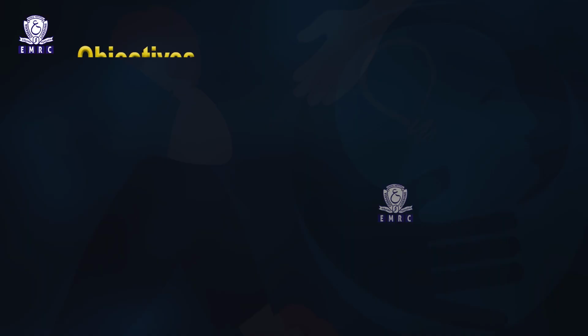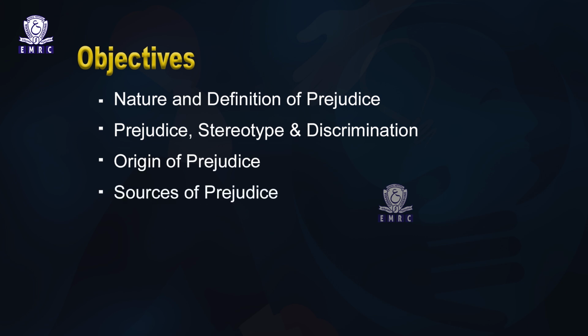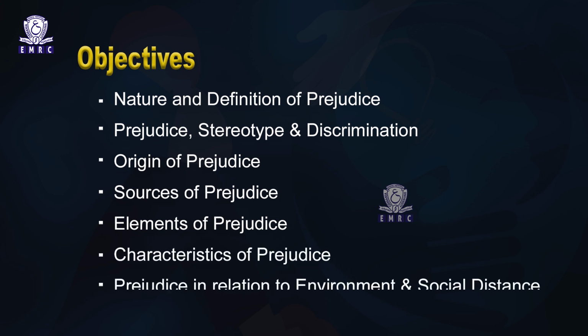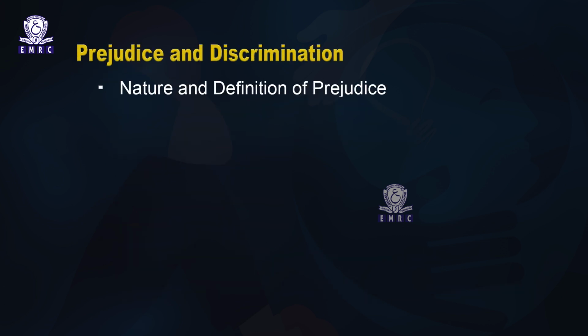Today we will be looking at a concept in social psychology which is known as prejudice and discrimination. In this concept, we will be looking at the nature and definition of prejudice, prejudice, stereotype and discrimination, origin of prejudice, sources of prejudice, elements of prejudice, characteristics of prejudice, prejudice in relation to environment and social distance.